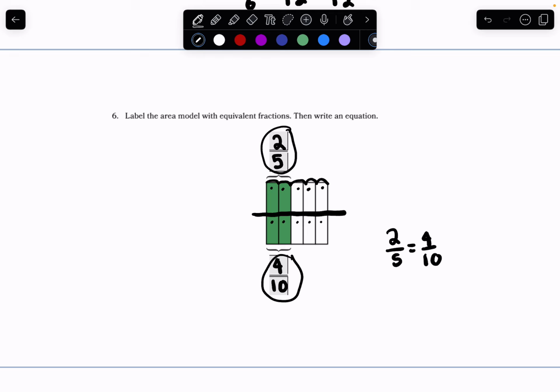It says then write an equation. It didn't tell us to decompose, but if you were going to do that, you could say that 2/5 is equal to 1/10 plus 1/10 plus 1/10 plus 1/10. All right, like I said earlier, we're just doing our best with what we've got. This is the first lesson in our fraction equivalence unit, and so we are just going to keep moving.